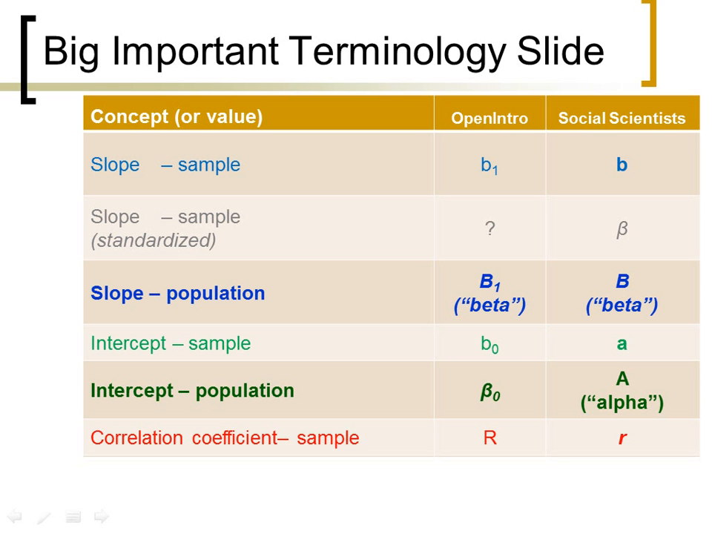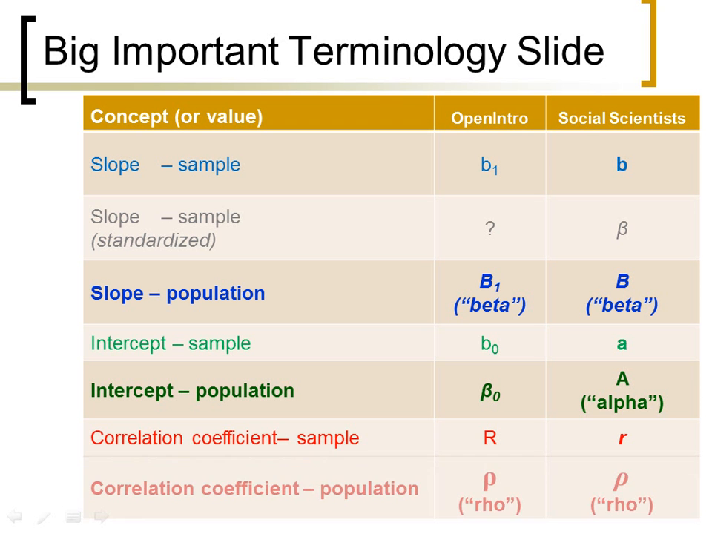The correlation coefficient in the sample, Open Intro makes it a big R for some reason. In almost all data analysis, big R is only used when you have multiple predictors. We're not going to do that in this class at all. We use lowercase r to describe just two things together, but Open Intro calls it big R. And then in the population, the sample correlation coefficient is r. In the population, we use the Greek letter rho. Looks like a p, it's not a p, it's rho.